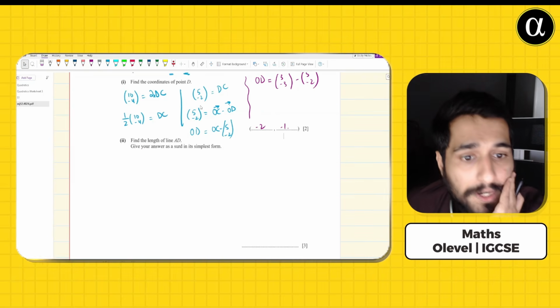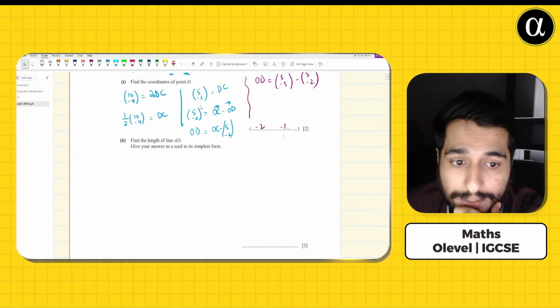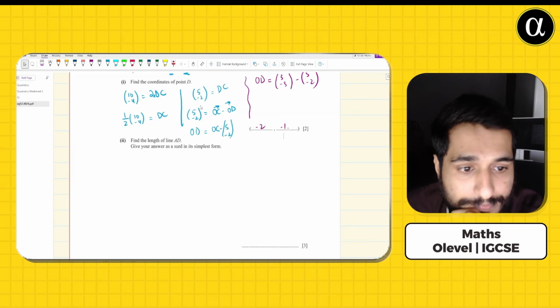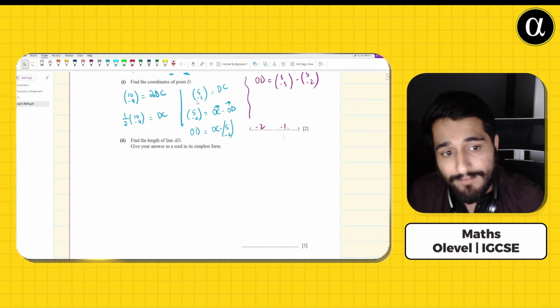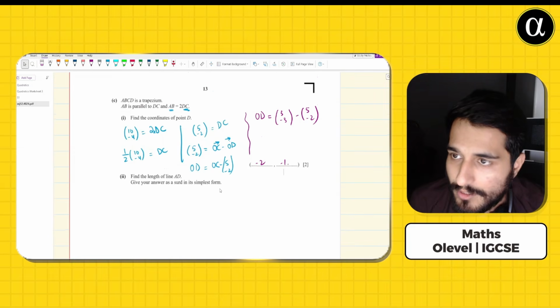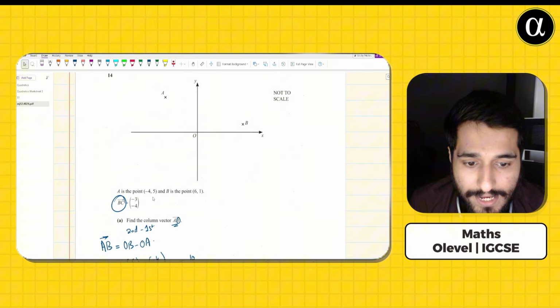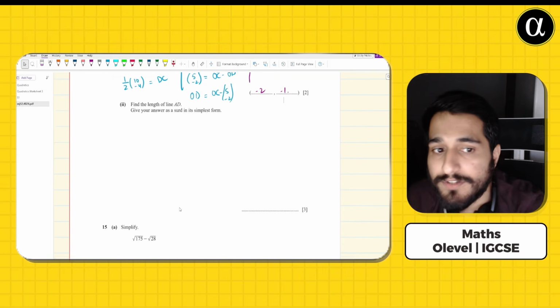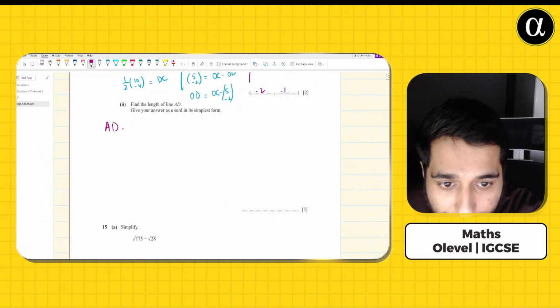Now, the next part says find the length of the line AD and give your answer as a surd in its simplest form. Now, how do you find AD? Let's have a look. Again, do we have the necessary coordinates of A and D? We have the coordinate of D, we found it out. Do we have the coordinate A? Yes, we do. That means we can first find out AD, and after that we can apply the concepts of length in vectors.